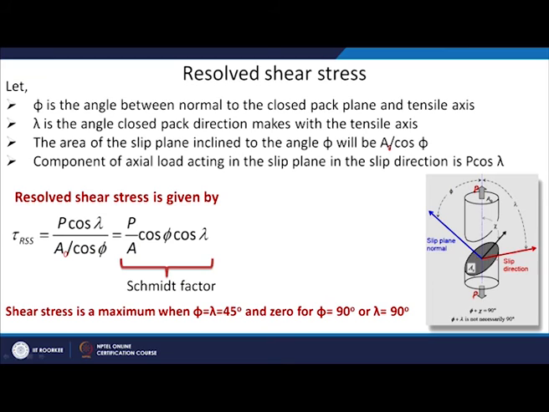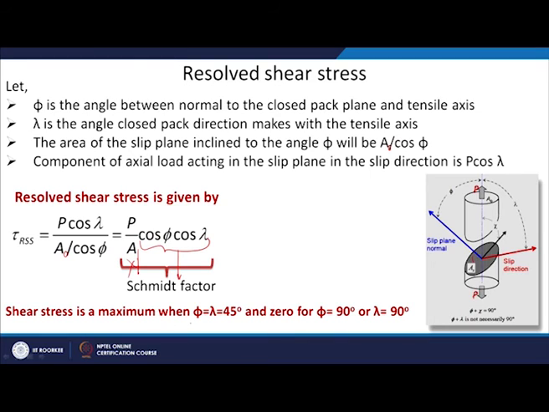So, this is of course going to be shear stress. So, shear stress is acting in this plane in this direction, and the plane area is given by A naught divided by cos phi. So, my resolved shear stress will be P cos lambda divided by the area. So, this is my resolved force in that plane, and this is my area of that plane, and that will be P upon A upon cos phi into cos lambda. So, this cos phi cos lambda is the Schmidt factor, not this one, only up to here. So, cos phi into cos lambda is your Schmidt factor.